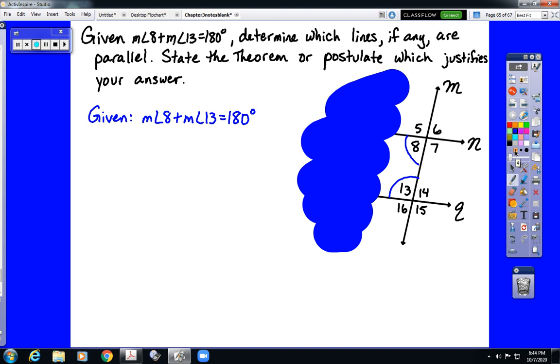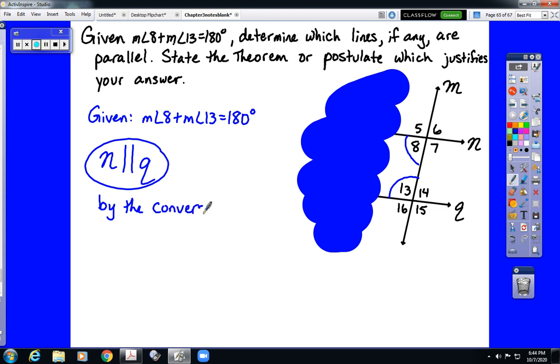8 and 13, those two angles are consecutive interior angles, which means if they are supplementary, the lines that they lie on, N and Q, are parallel by the converse of the consecutive interior angle theorem. Okay? So that's how we handle these problems. We are able to look and see, okay, if those things have that property, that tells me that these lines are parallel.